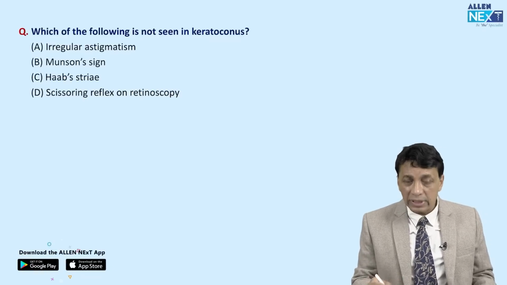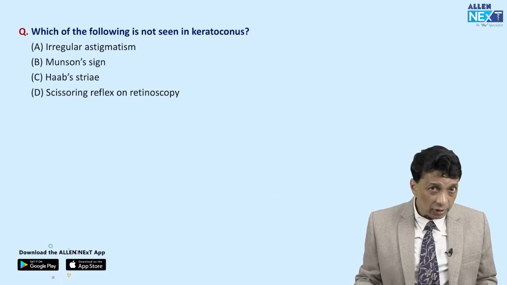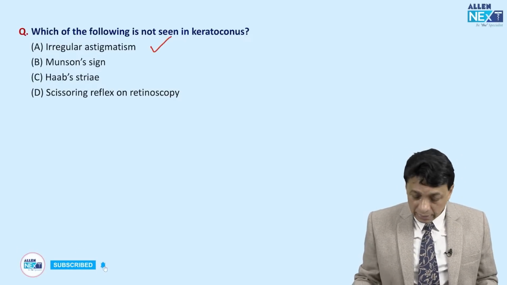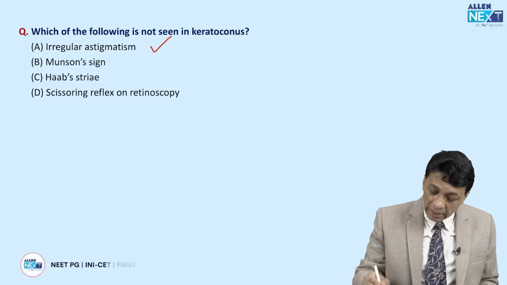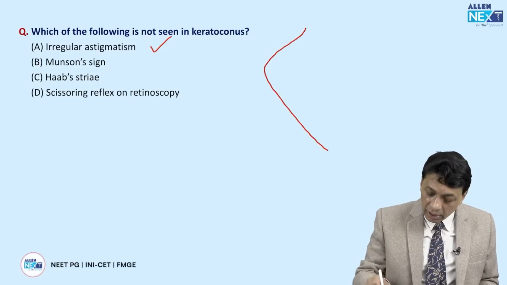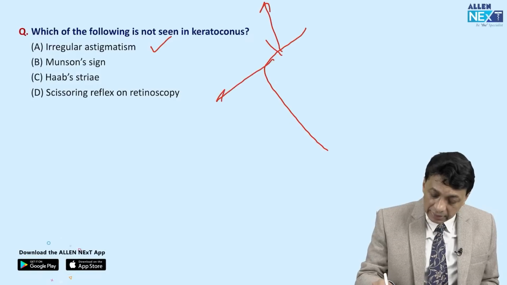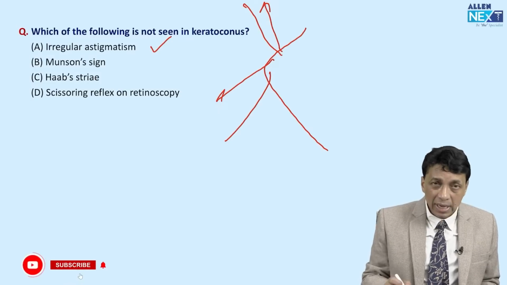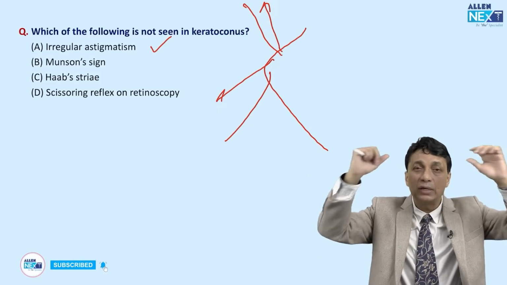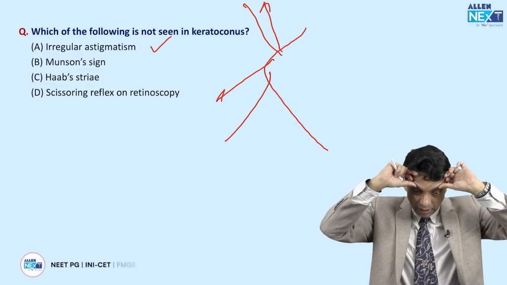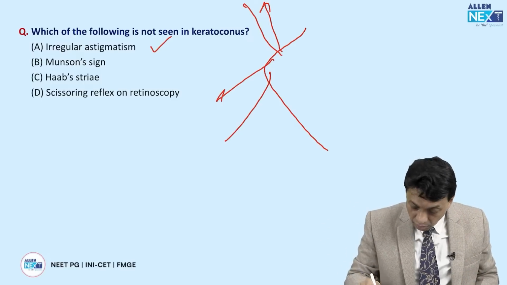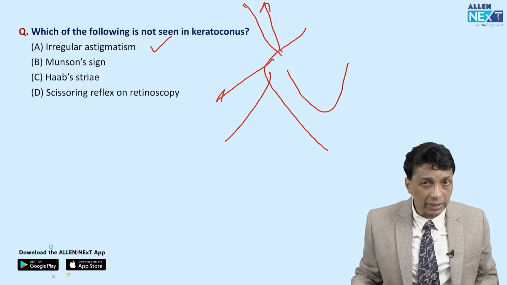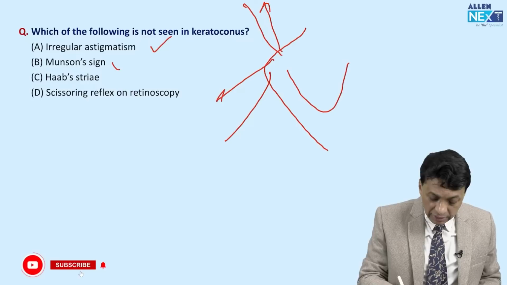Which of the following is not seen in keratoconus? Let's look at the signs of keratoconus. Irregular astigmatism is seen, correct? Remember, in keratoconus, because the surface of the cornea is not very regular, light rays glance off here and there like this. This is called irregular astigmatism. Munson's sign, yes, you do see it. What is that? You hold the lid like this and ask me to look down. As I look down, you will find the lower lid forms a cone or a notch or indentation on looking down. That is Munson's sign. This is also seen.